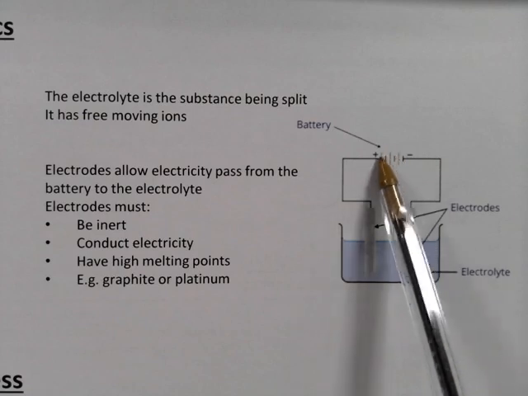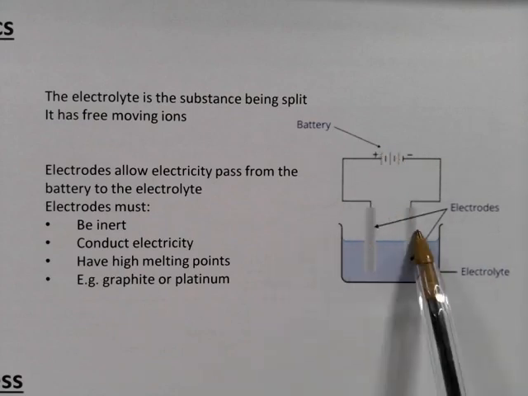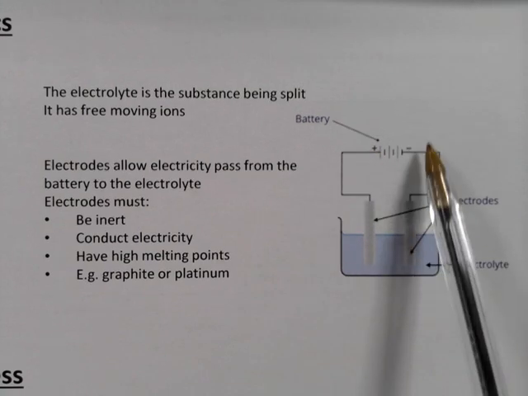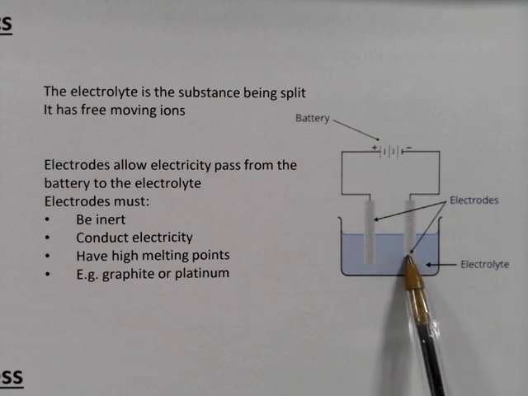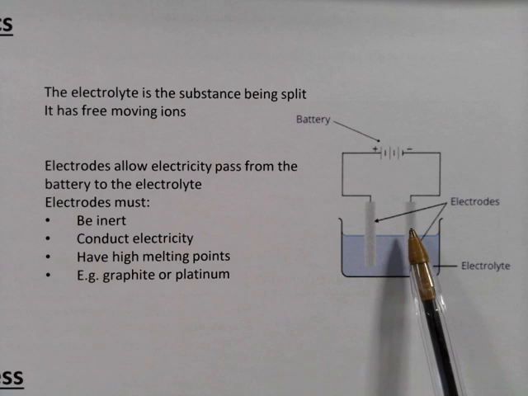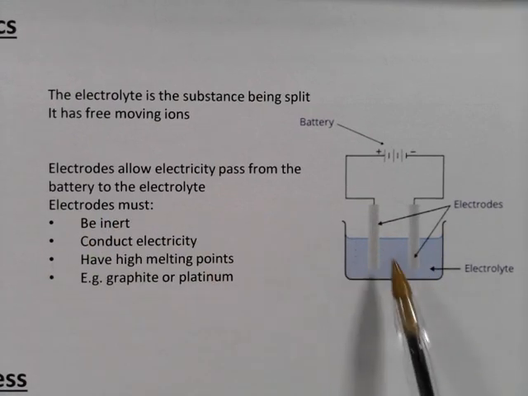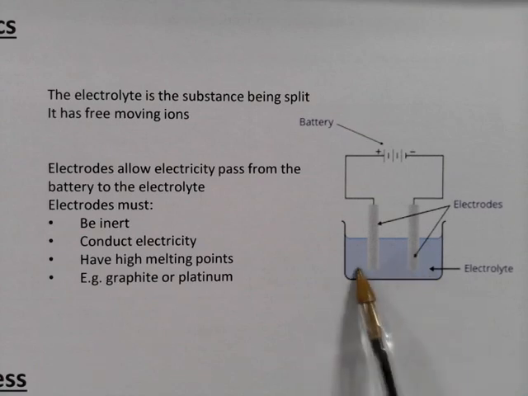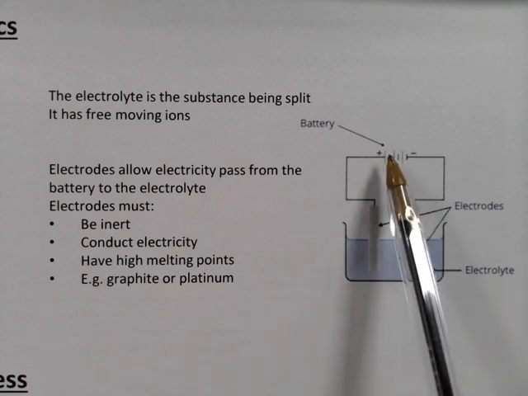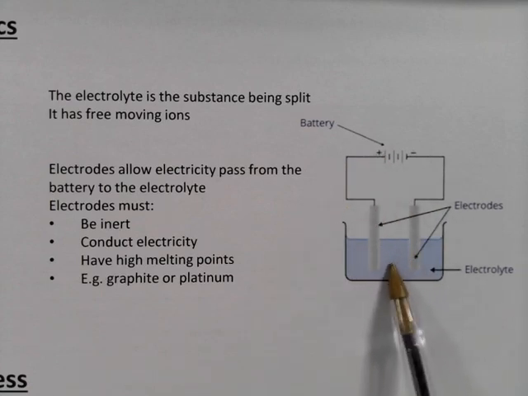In order to get the electricity from the battery into my electrolyte, which is the thing I'm trying to split up, I'm going to use electrodes. I connect the positive end of the battery to one electrode, the negative end of the battery to the other electrode. You can use a variety of things for electrodes, but they need to meet the following criteria. They need to be inert. That means unreactive. You don't want the electrode to react with the ions in your electrolyte. It needs to be able to conduct electricity. Hopefully that's self-explanatory. I need the electricity to pass from the battery through the electrode and into the electrolyte.